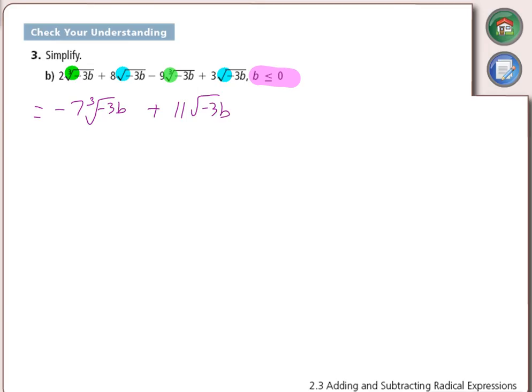If you want, we can actually pull this negative out of the cube root one, not of the square root, but of the cube root. The cube root of a negative number is going to be negative. So we could take this one step further, if you would like to, and say 7 cube root of 3b plus 11 square root of negative 3b. Can't take the negative out of that one.